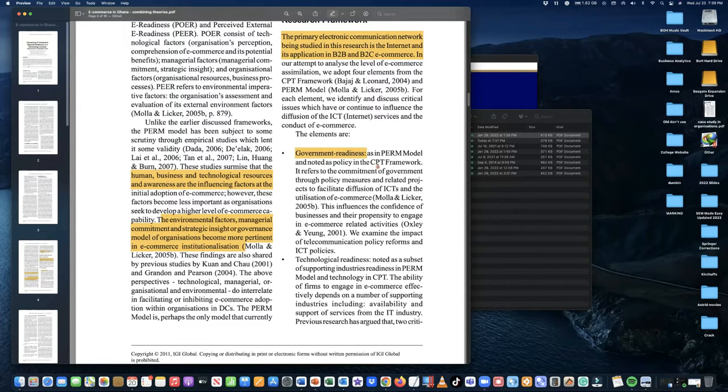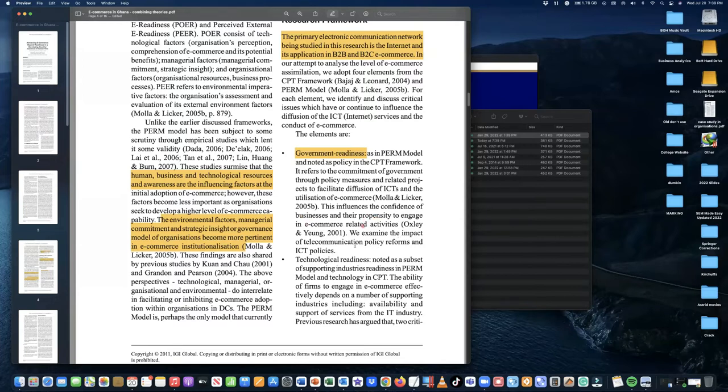Yes, ma'am. Good. So it refers to the commitment of government through policy measures and related projects to facilitate diffusion of ICTs and digitalization e-commerce. This influences the confidence of businesses and the propensity to engage in e-commerce activity. We are examining the impact.